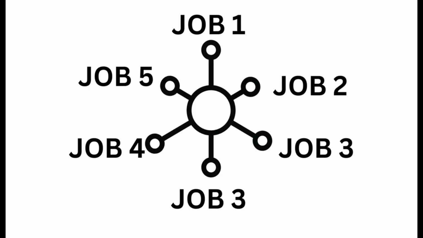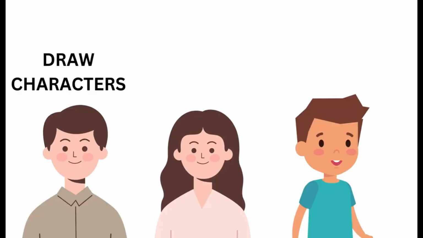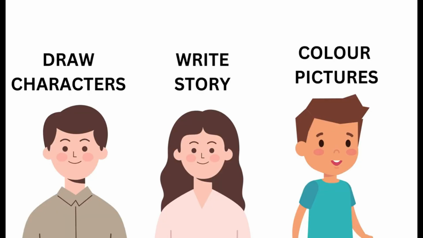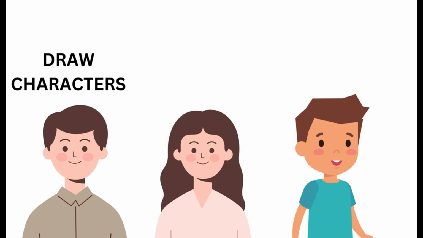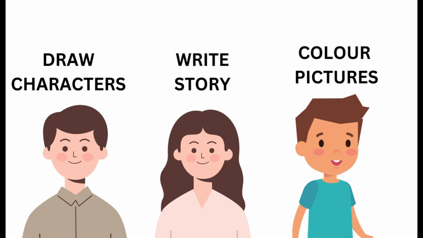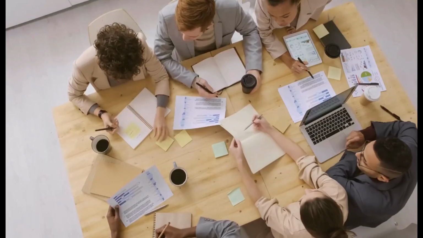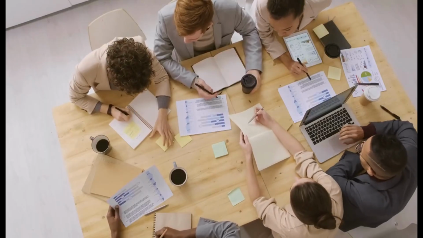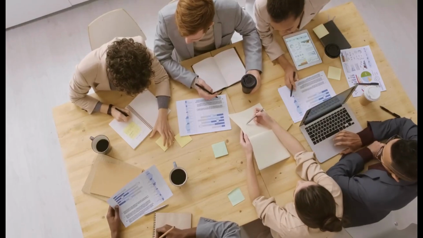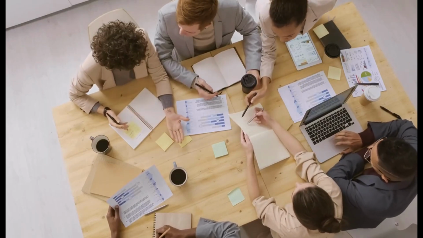Instead of one person doing everything, each friend or computer does a specific part of the job. For example, one friend might draw the characters, another friend might write the story, and another friend might color the pictures. But here's the clever part. Even though each friend is working on their own part of the project, they can all share their work with each other. So if the person drawing the characters finishes their part, they can pass it to the friend who's coloring the pictures, who can then add the colors without having to redraw everything.